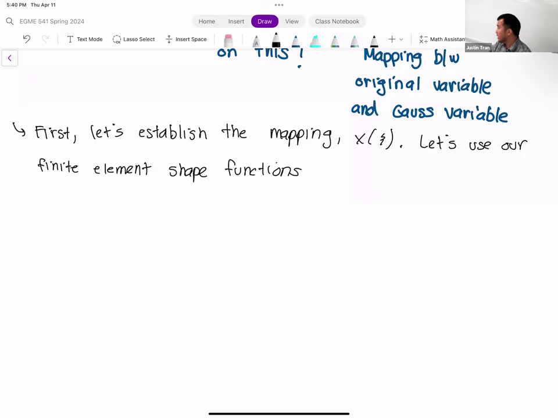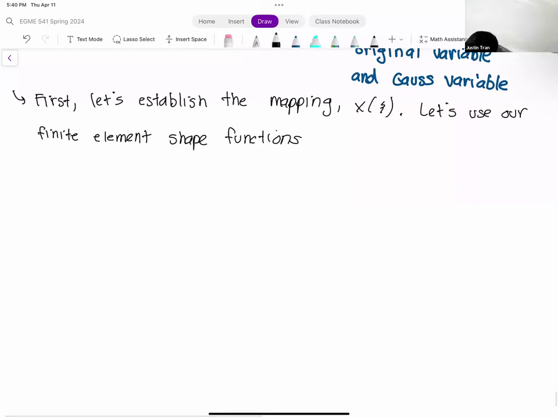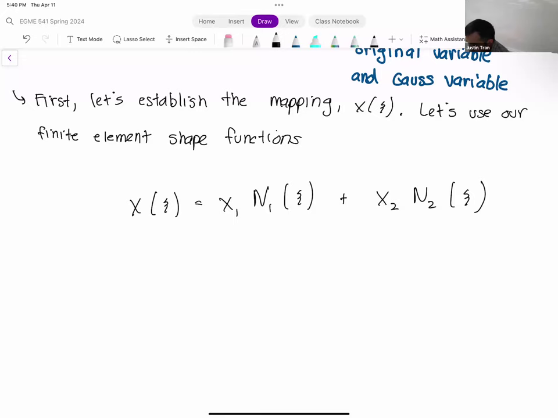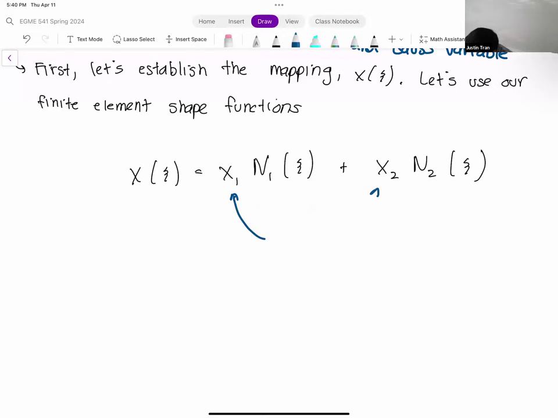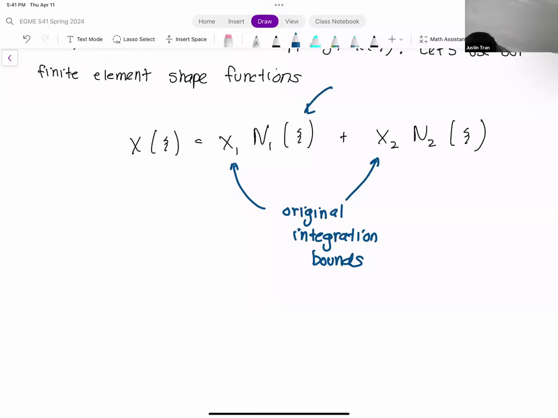And so our mapping is going to look like this. We have x of xi is equal to x1 times n1 of xi plus x2 times n2 of xi, where x1 and x2 are our original integration bounds, and n1 and n2 are our shape functions, with the new integration bounds being minus one and one.